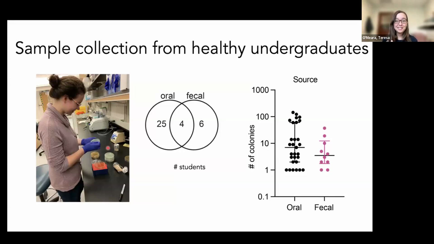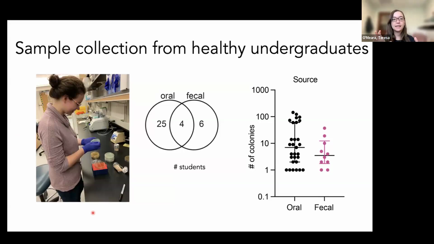So here the students were already donating fecal samples, so it's not too much trouble to ask them to donate a little extra for us. And then we're able to give them chromagar plates so they could swab their own mouths, and we could pull out different colonies from them.